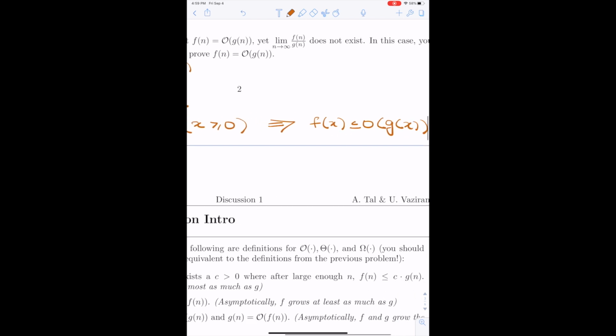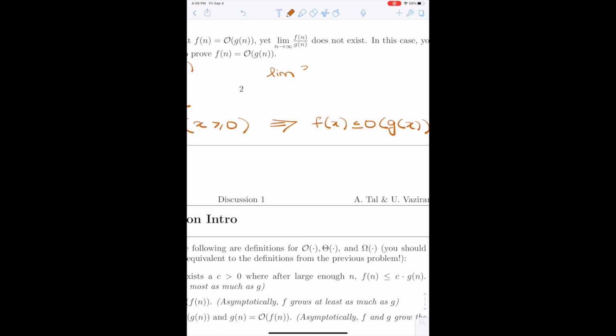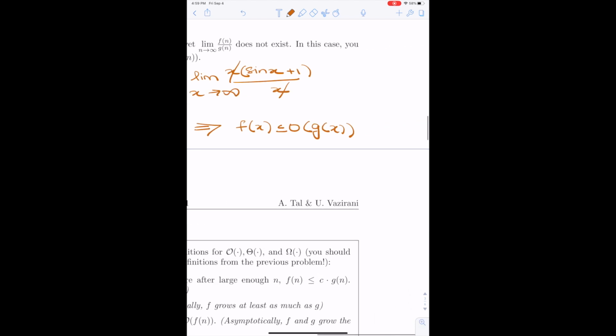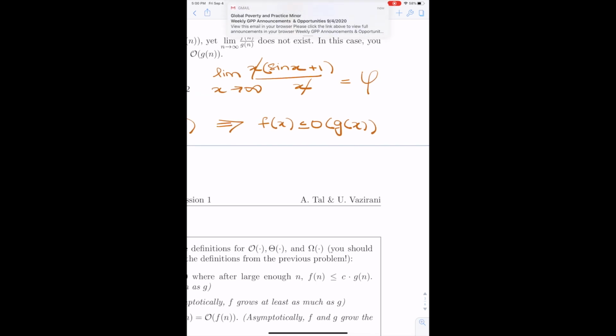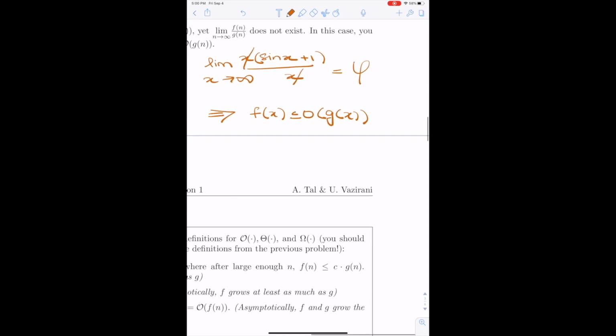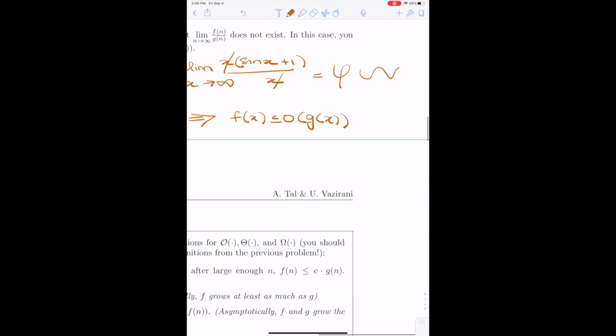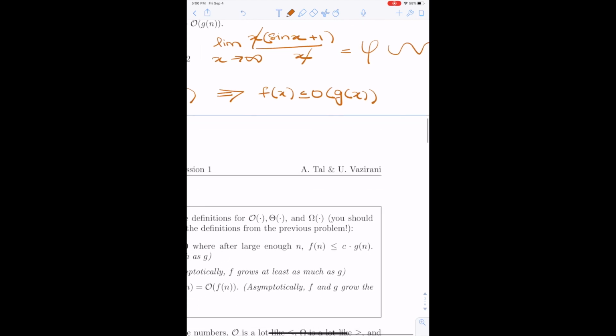Now if we try and evaluate the limit, we get the limit of x times (sine x plus 1) divided by x as x approaches infinity. And this limit is undefined, because as x approaches infinity, sine x doesn't converge. It oscillates forever, right? So that helps us conclude that f of x is indeed in big O g of x without having a limit definition.